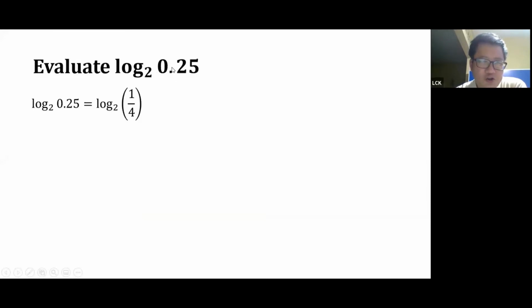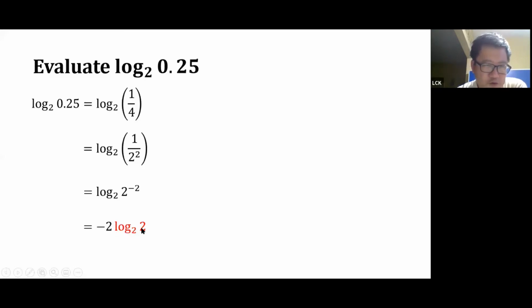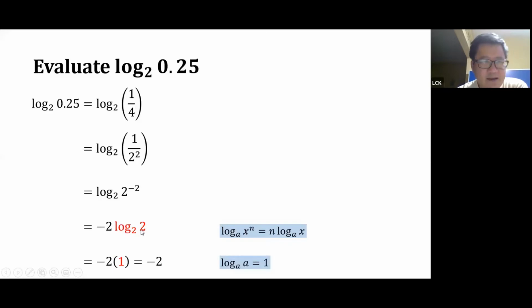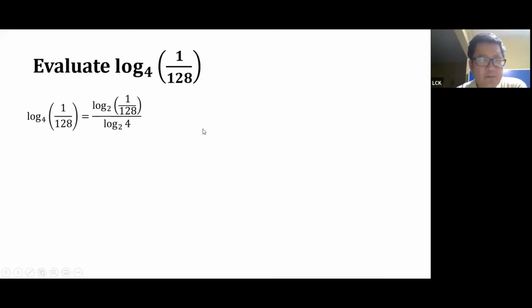Evaluate log to the base 2 of 0.25. 0.25 is 1/4. Immediately make the connection. 1/4 is 1 divided by 2 to the power of 2, and that is 2 to the power of minus 2. This can be brought to the front, so that's minus 2 log base 2 of 2. Log base 2 of 2 is simply 1, and your answer there is simply minus 2. Really simple.